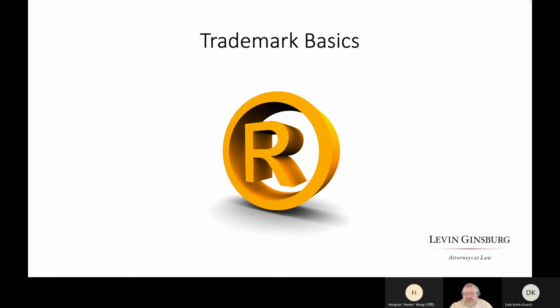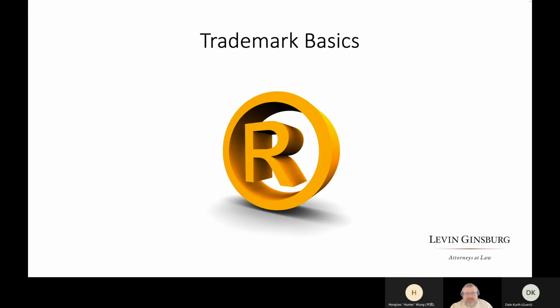Then there are marks such as Apple, which are arbitrary. There's no connection between apples and, let's say, music, in the case of the Beatles, or computers, in the case of Apple computer. So Apple is an arbitrary word. It's gotten distinctiveness through the use there.